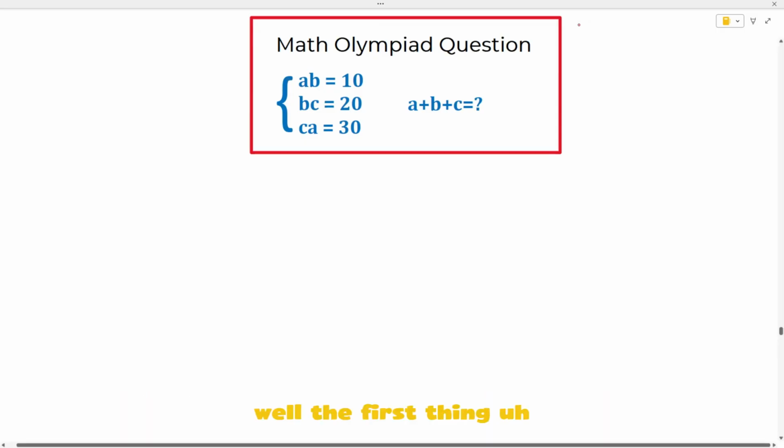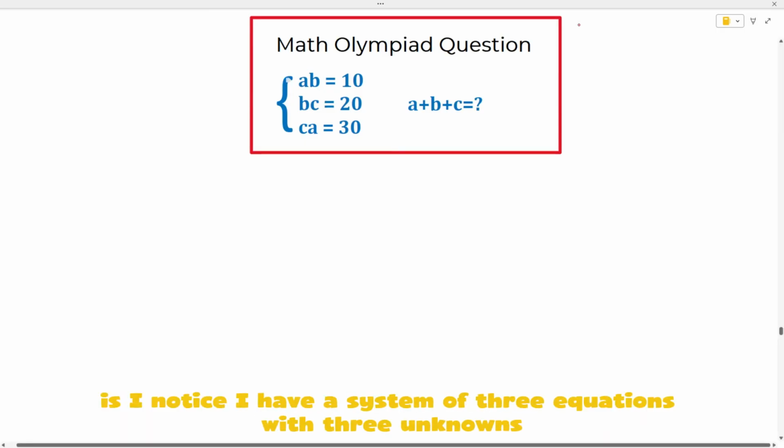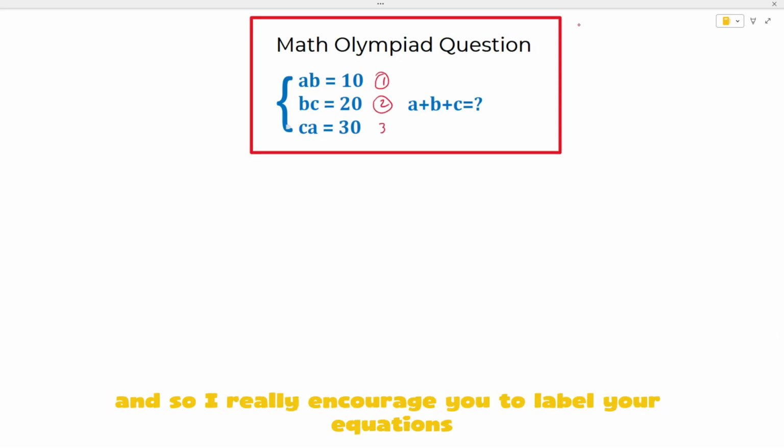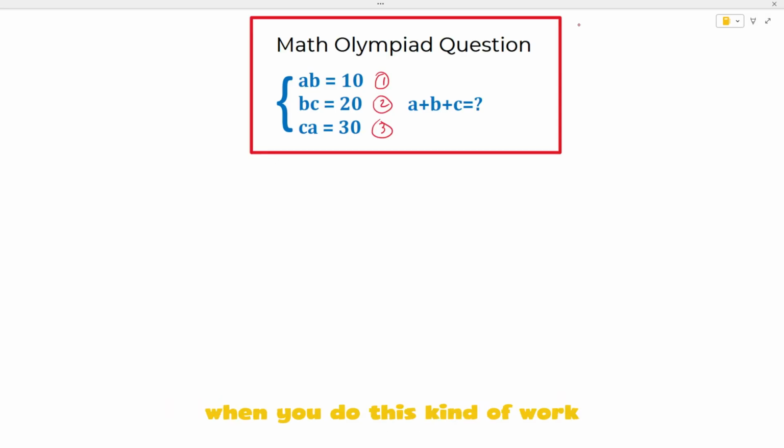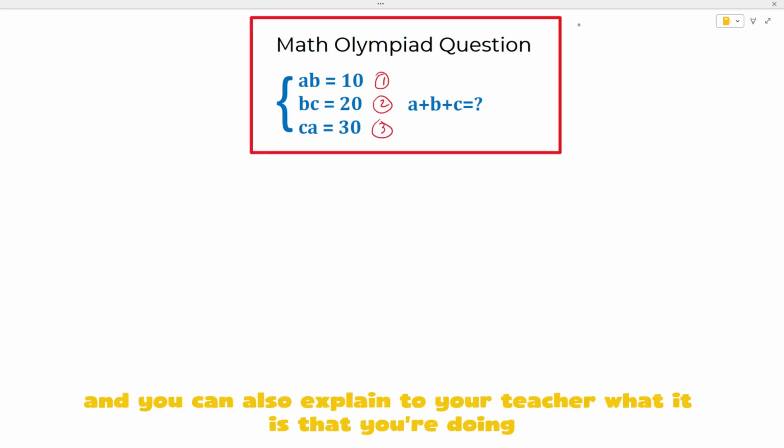Well, the first thing is I notice I have a system of three equations with three unknowns. And so I really encourage you to label your equations when you do this kind of work so that you know which one is line 1, line 2, and line 3. And you can also explain to your teacher what it is that you're doing.